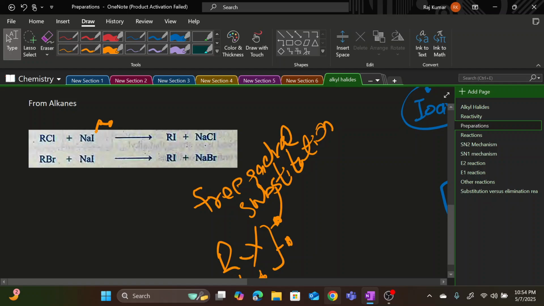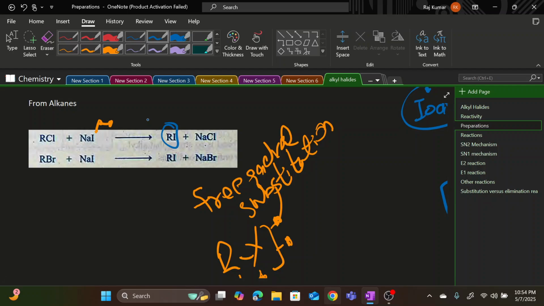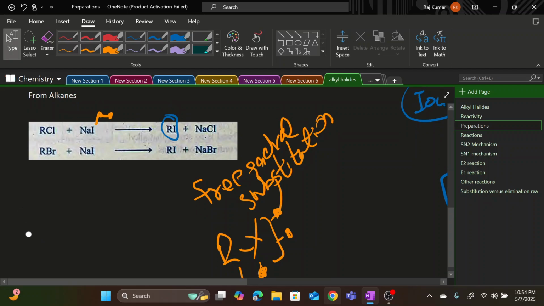For that, we cannot use free radical substitution, because in free radical substitution iodine does not react at ordinary conditions. So what we do is take an alkyl chloride or alkyl bromide, and then react it with sodium iodide, and that basically forms alkyl iodide. That's a very famous reaction, a kind of substitution reaction, because one nucleophile is replaced by another nucleophile.